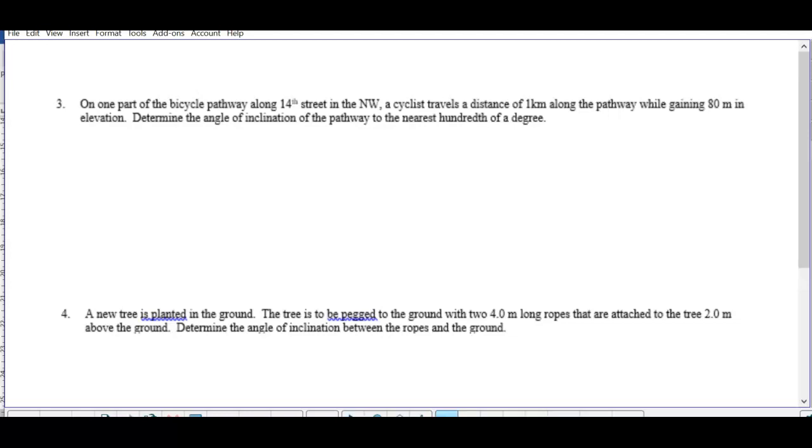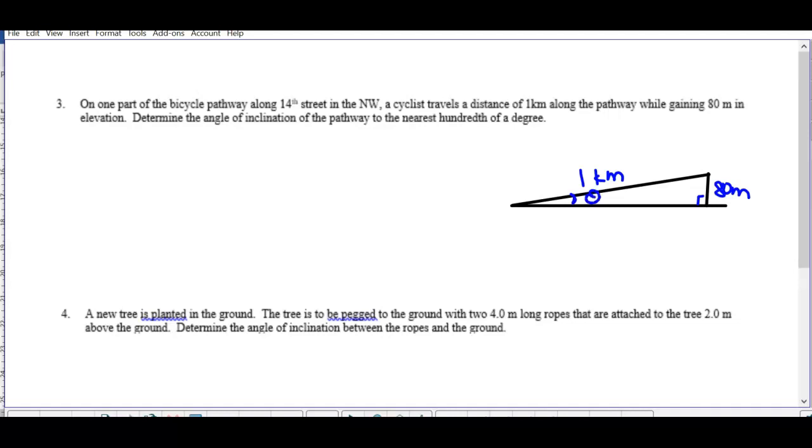So basically I'll draw here: there's the horizontal, and here's the pathway. It can form a 90-degree triangle here, right? The horizontal continues forever. But this is the path that they travel, 1 kilometer along the pathway, so it gains 80 meters in vertical height, in elevation. So, determine the angle of inclination, which is this.